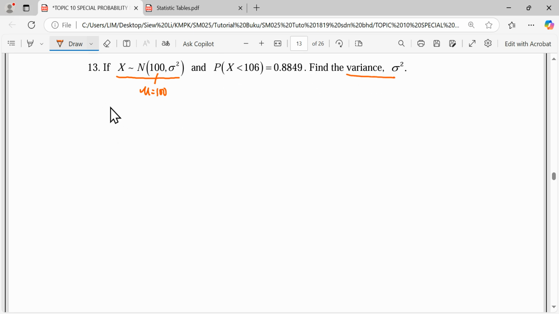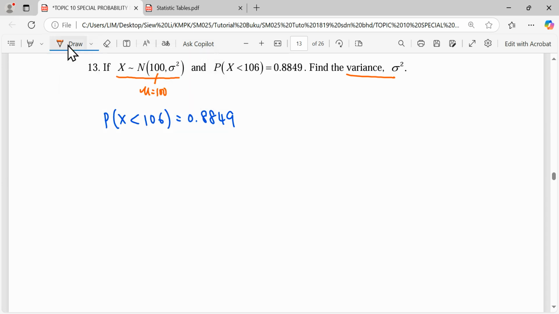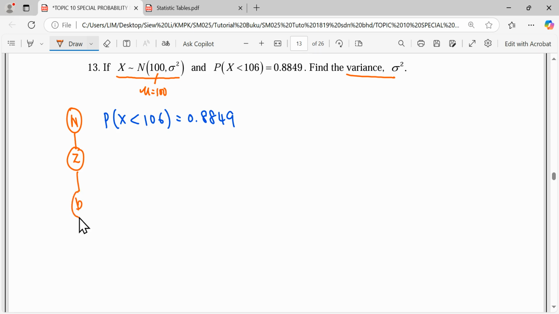So we start with the equation they give us: the probability that the random variable is less than 106 is 0.8849. So we are given the probability. We are starting from X, a normal distribution, so the next step is finding the z-score, then drawing out the normal graph, reading the answer from the table, and finally getting to the final answer.